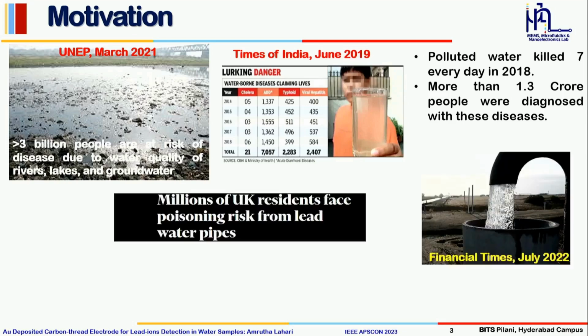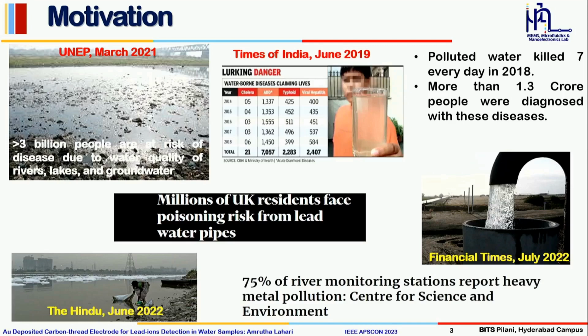And the third one is that millions of people are at risk because they don't know the lead ion concentration in the water. And this is the Hindu report, where 75% of the rivers in India have heavy metals. There are many sensors, for lead, for fluorine, for every metal, but exactly where is the lead getting polluted? Definitely we have pollution control boards measuring our water quality, but the lead is getting contaminated into the water, especially in the pipes.